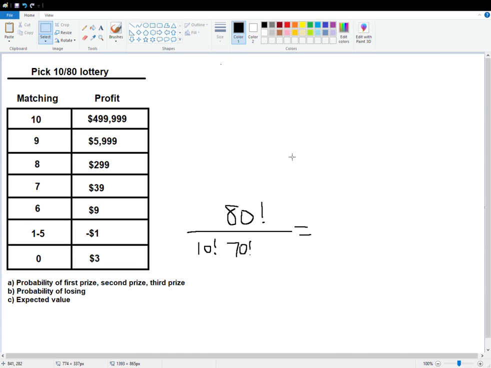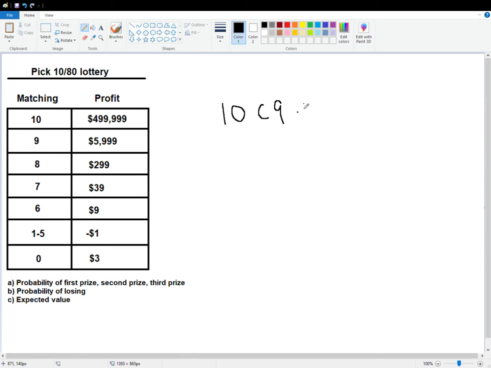Now, the second part of part A is going to be the second prize, which is 9 matching. We're going to use the same procedure as before, where we start with 10 winning numbers, we're choosing 9 of those, and we multiply by 70 losing numbers, and we're choosing how many we want to lose. Well, if we have 9 matching, then we must have 1 non-matching. We're going to divide this by our total, which was 1.646 times 10 to the 12th. And if we multiply out the top numerator part, this is going to come out to be 700.